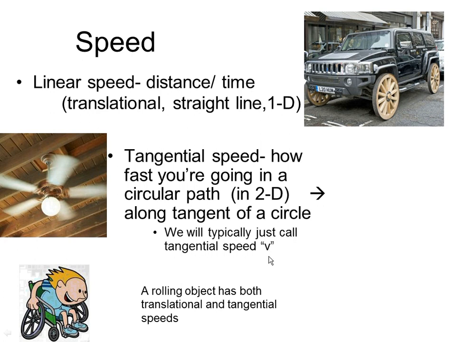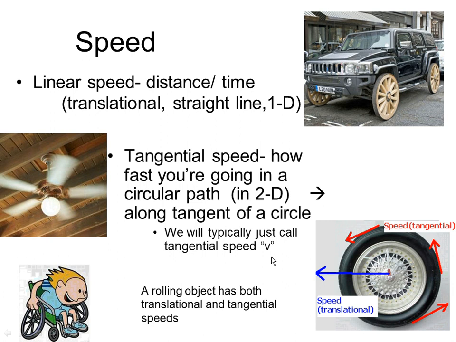So we're talking about tangential speed or tangential velocity. We just call it v here, and we'll see why in a little bit. If we have a wheel here and it's going from one place to another, if we pay attention to the object's center of mass, then it does a translational motion. That's shown in the blue. It's going from here across here.